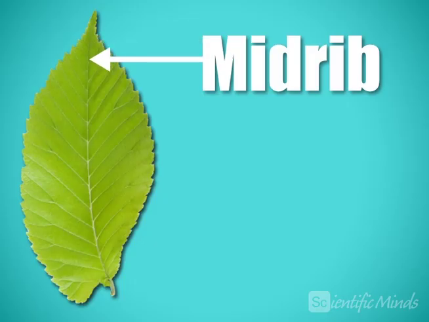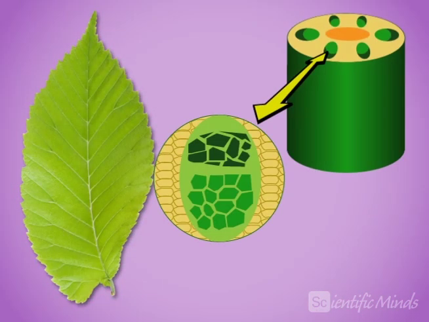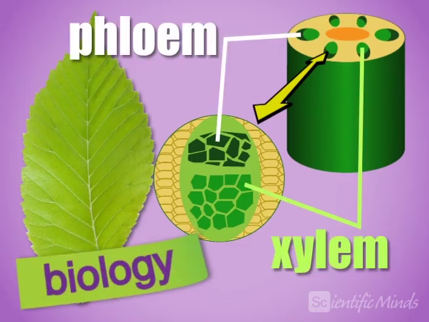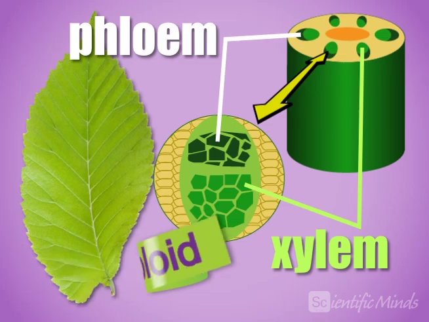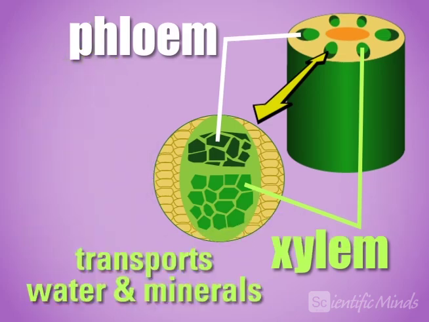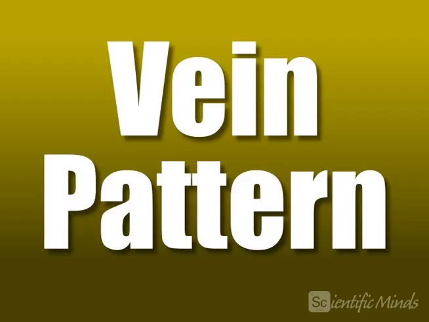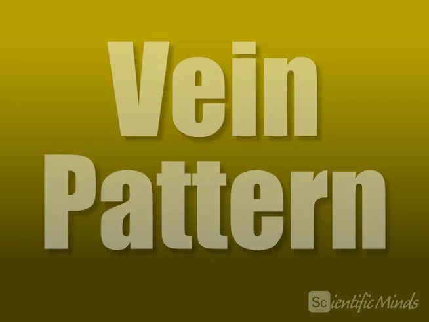The midrib is the central vein of a leaf from which all other veins originate. Veins are made up of xylem and phloem that transport nutrients and water in and out of the leaf. Xylem transports water and minerals, and phloem transports food. A leaf can be classified by the vein pattern it possesses.